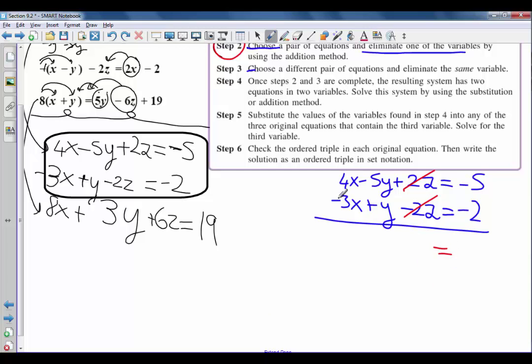Okay, but how about what happens to these guys? These guys add into 4, take away 3, 1x or just x. Negative 5 plus 1y, negative 4y, and the other side, negative 7. Okay? We're done with step 2.